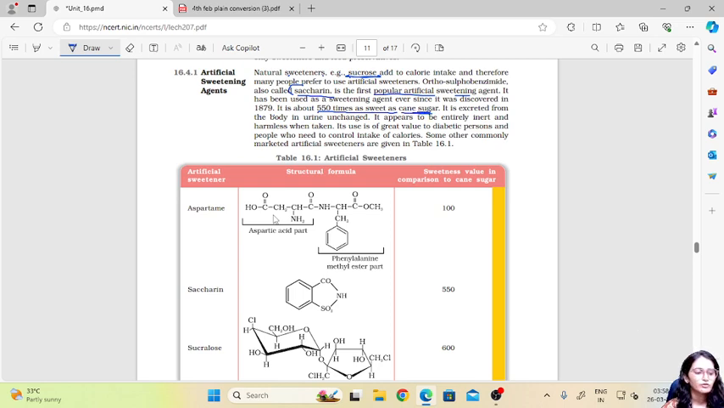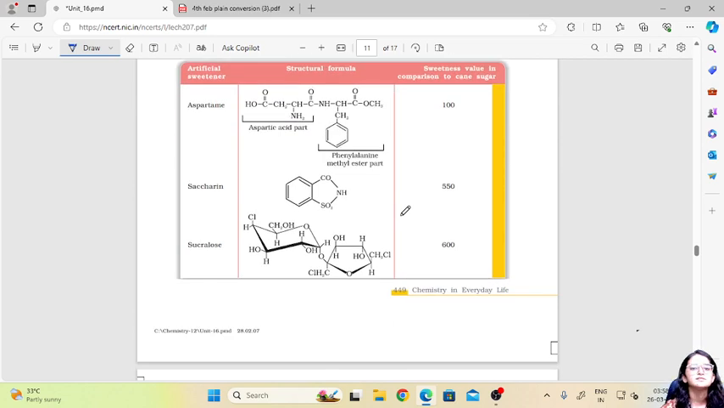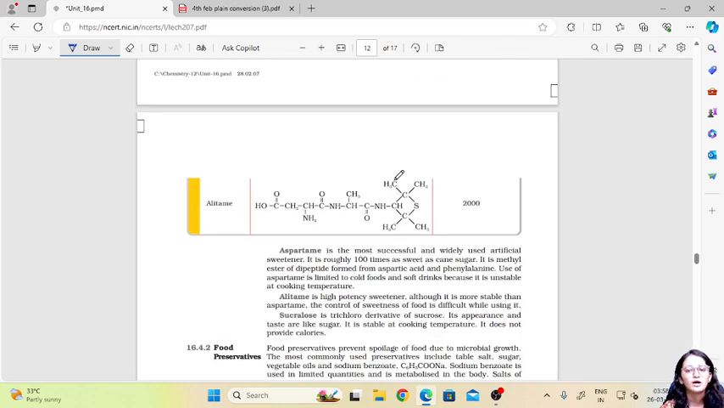Okay, so these are the details we need to know about saccharin. Then next, in this table we will see aspartame. Aspartame is 100 times sweeter, saccharin is 550, sucralose is 600 and alitame is 2000.